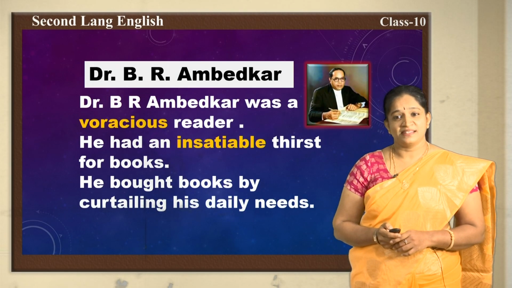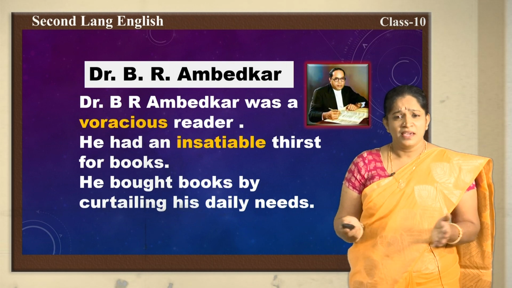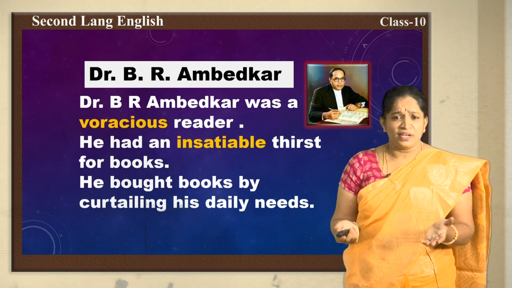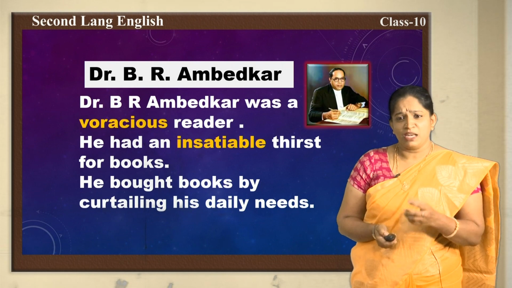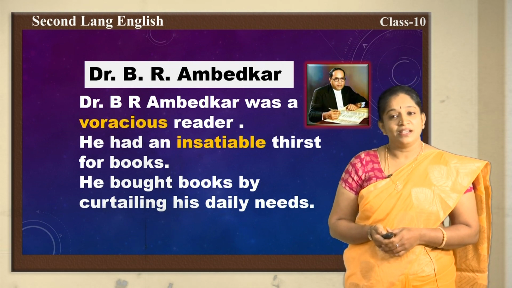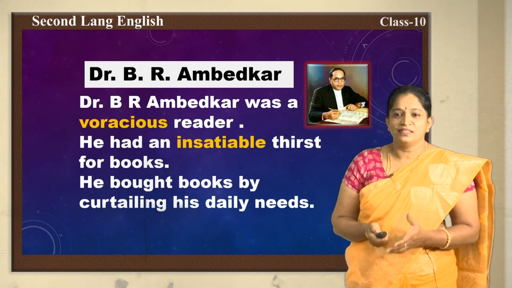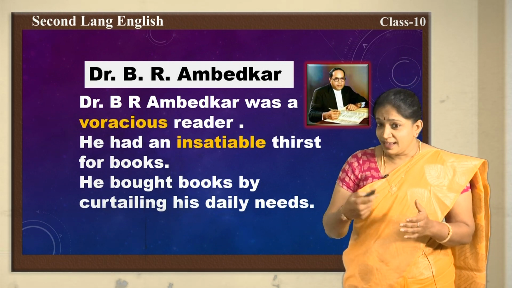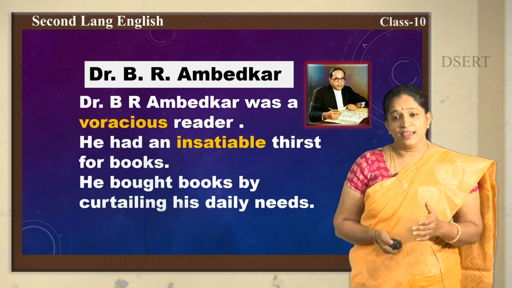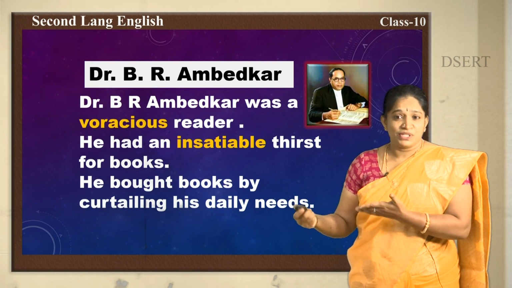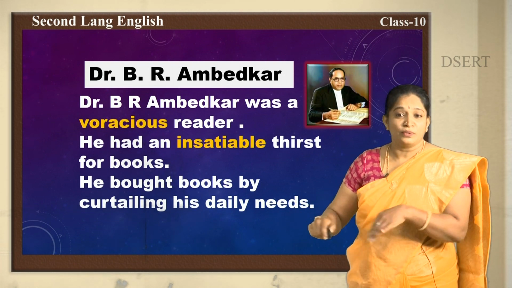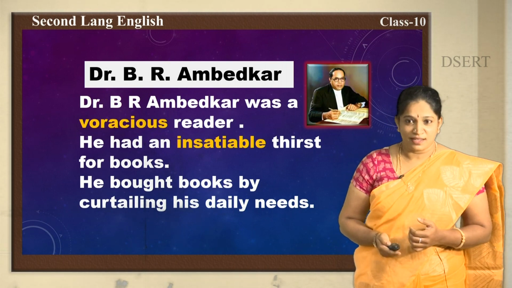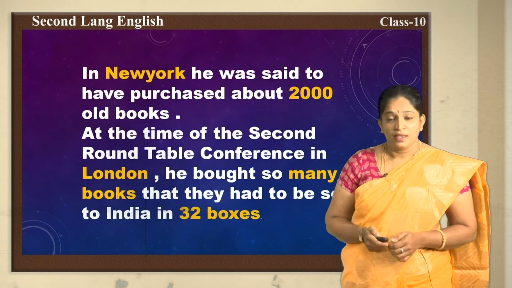What do you understand by this? He was a voracious reader. He loves to read more and more books. He was very much passionate towards reading books. He had an insatiable thirst for books and he bought books by curtailing his daily needs. That means he reduced his daily needs and purchased books with that money.